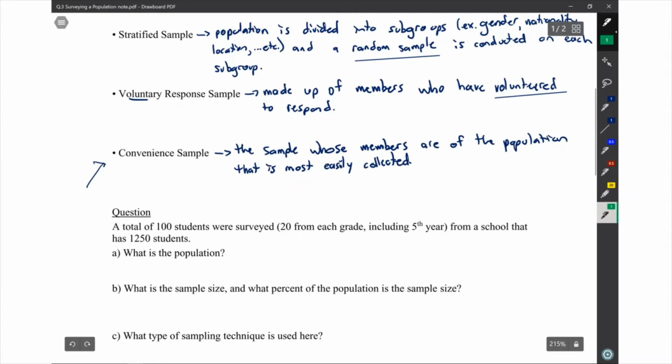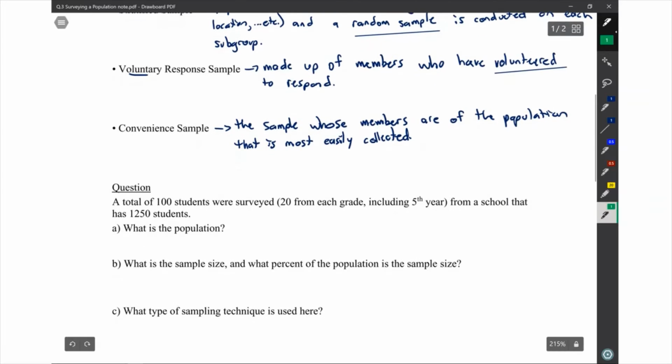There are a couple other common sampling techniques that I would like you to research on your own and submit to me in the Google Classroom. I'll make a discussion on it. Submit to me the definition for those sampling types. So you can choose to research and find a definition for a cluster sample, or for a systematic sample.